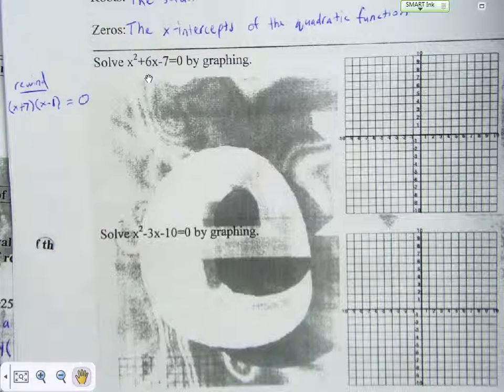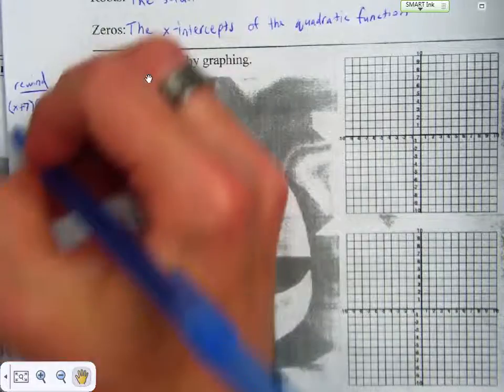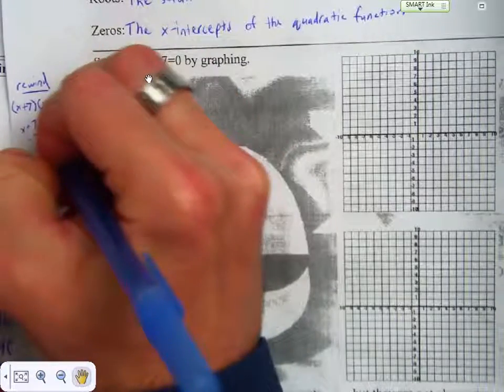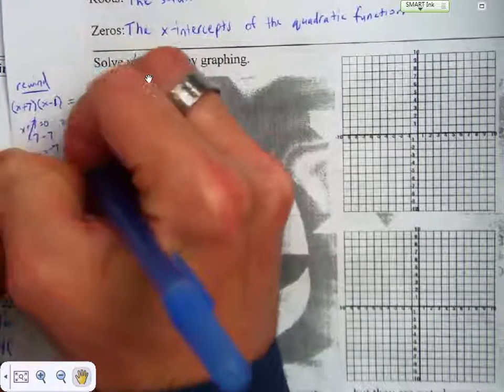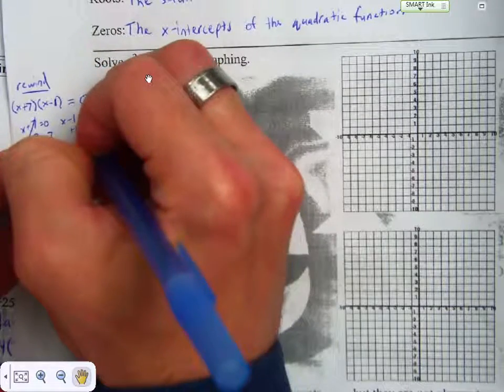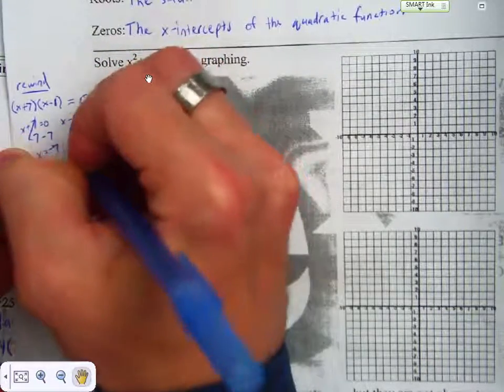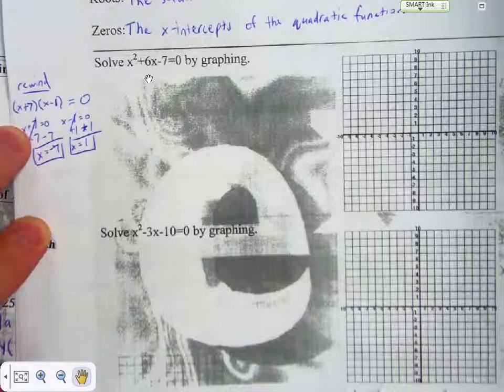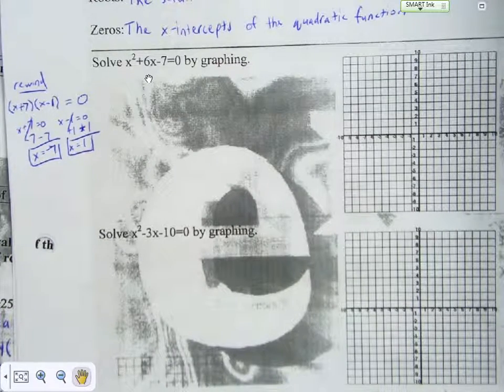Then we set those things equal to 0 and solve, right? So we'll set x plus 7 equal to 0, x minus 1 equal to 0, and solve. x equals negative 7, and x equals 1. Two answers? This is one way to find out what the answers are. In other words, when I graph this, I should be seeing it cross at -7 and at +1. Well, let's graph it. Make sure that really is the case.